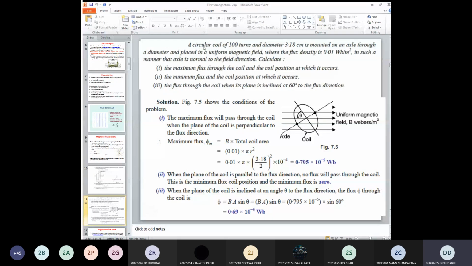and the position at which it occurs. Second, minimum flux and coil position at which it occurs. Then third one is the flux through the coil when its plane is inclined at angle 60 degree to the flux direction. Means theta is 60 degree given. Clear?